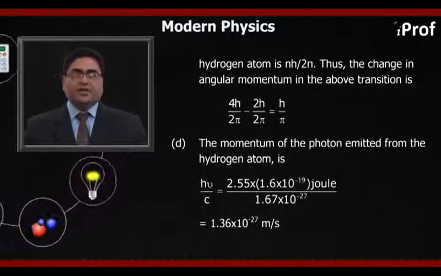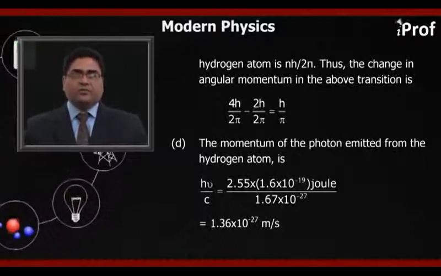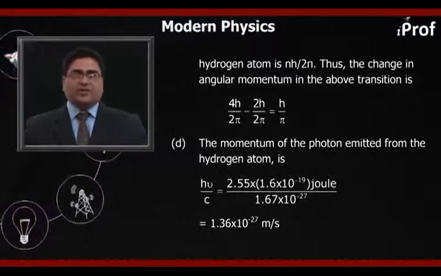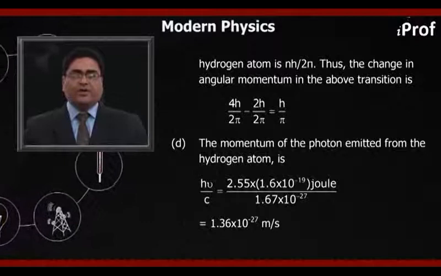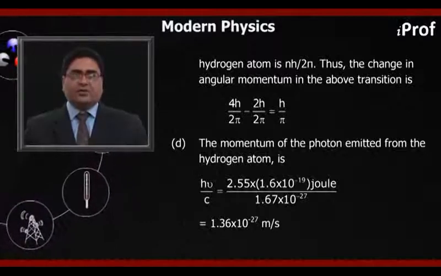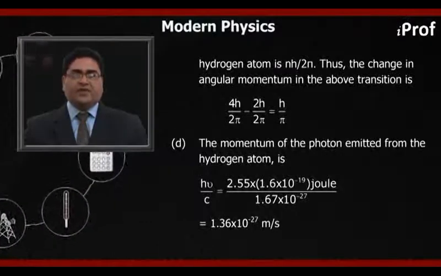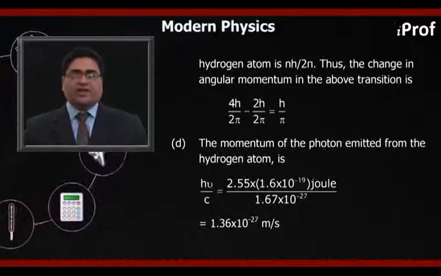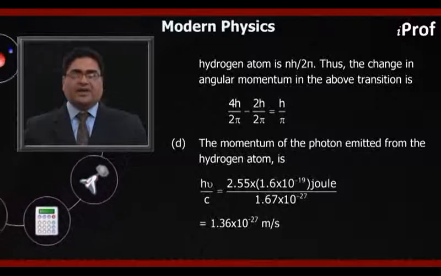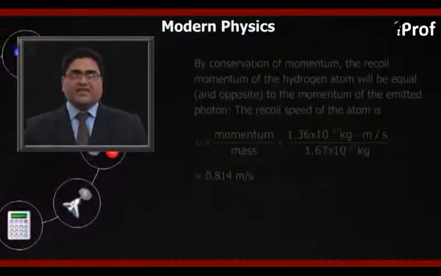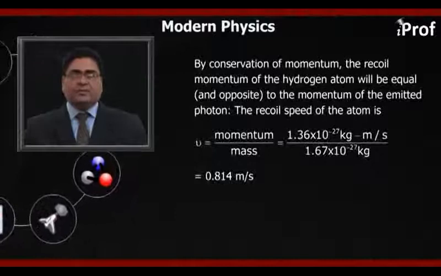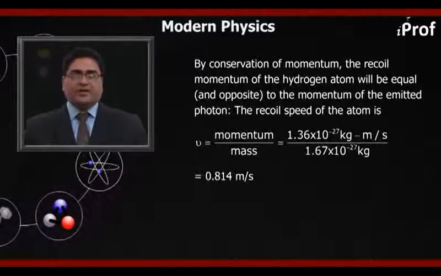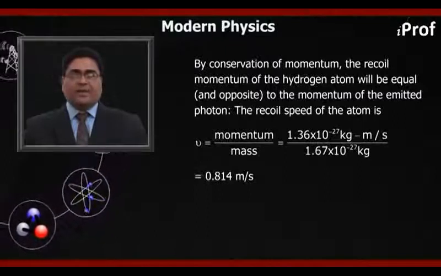D, the momentum of the photon emitted from the hydrogen atom is hν upon c equal to 2.55 × 1.6 × 10^-19 upon 3 × 10^8 equal to 1.36 × 10^-27 kilogram meter per second. By conservation of momentum, the recoil momentum of the hydrogen atom will be equal and opposite to the momentum of the emitted photon.